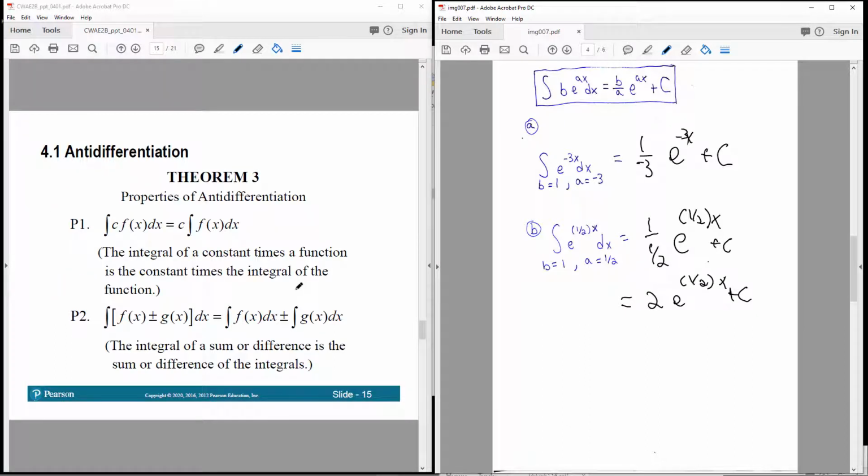Some more properties of antidifferentiation. What this says here is that sometimes it's easier to simplify it. You can factor out a constant, and then integrate. It'll save you some steps, because with the constant in there, it saves you some steps. And then you can also integrate it by parts of a function. You have a composite function here, f of x plus g of x. You can integrate the first part plus or minus the integration of the second part.